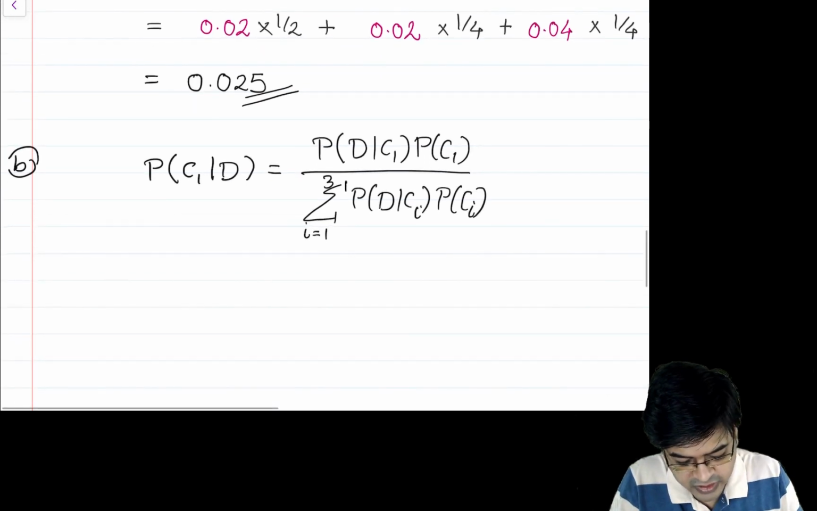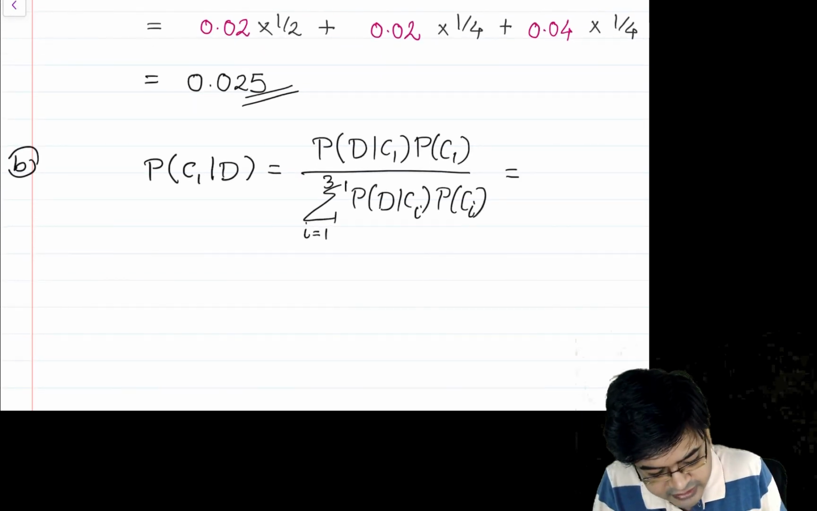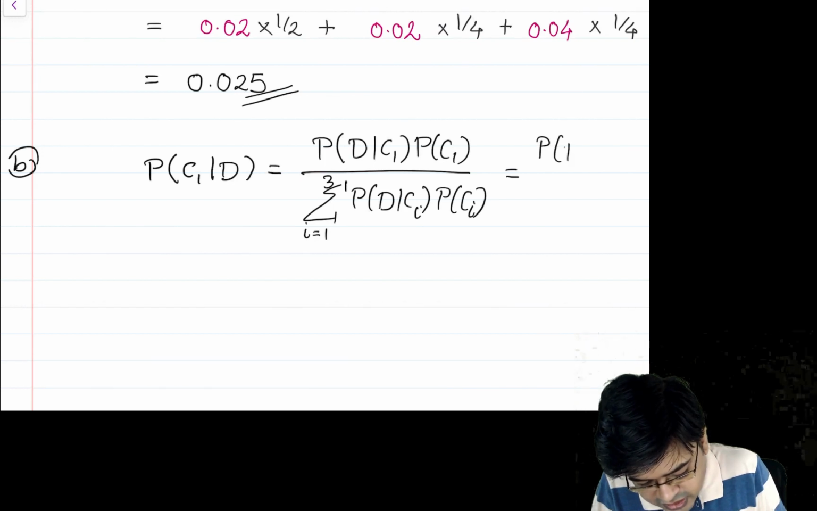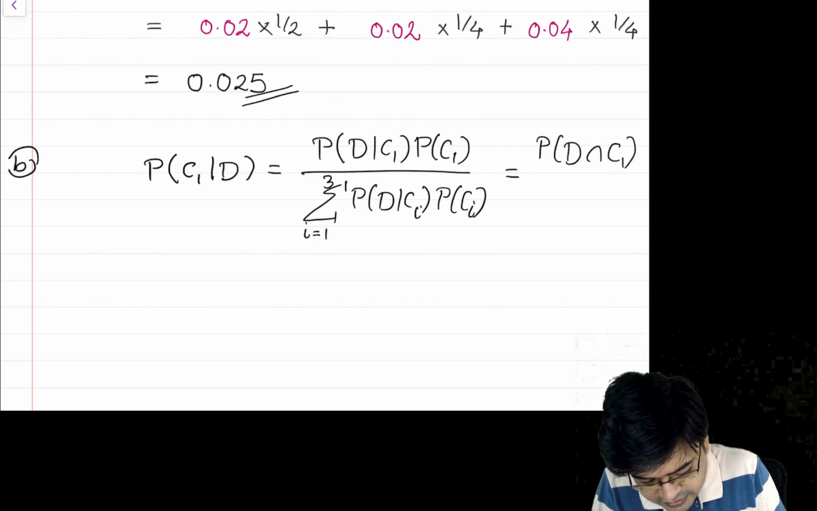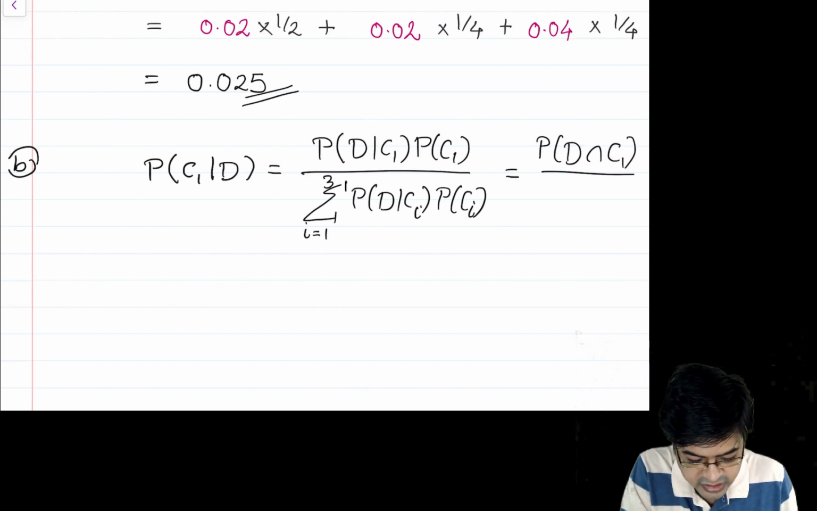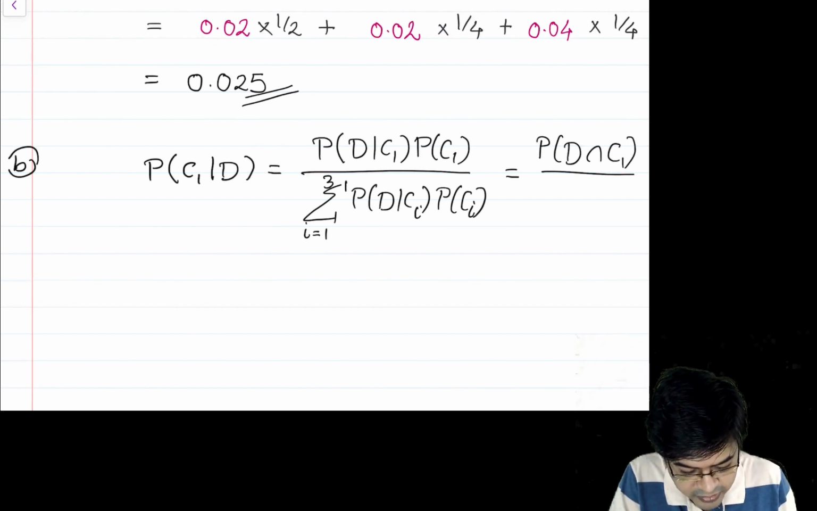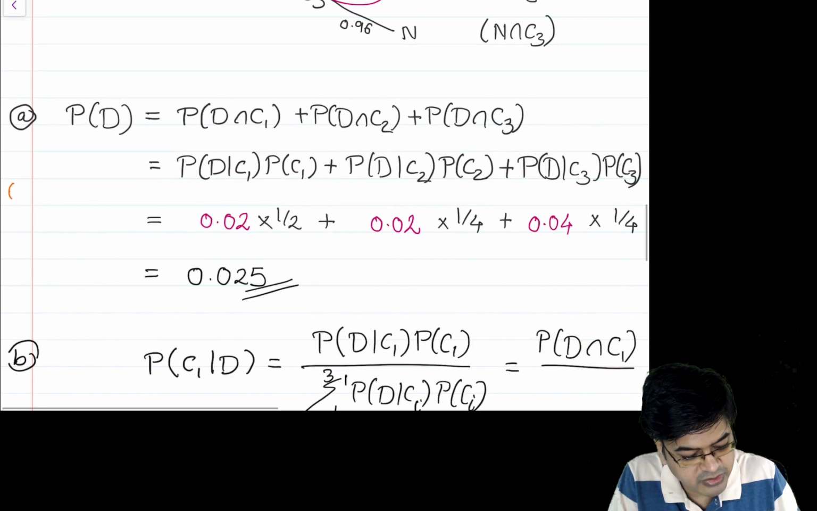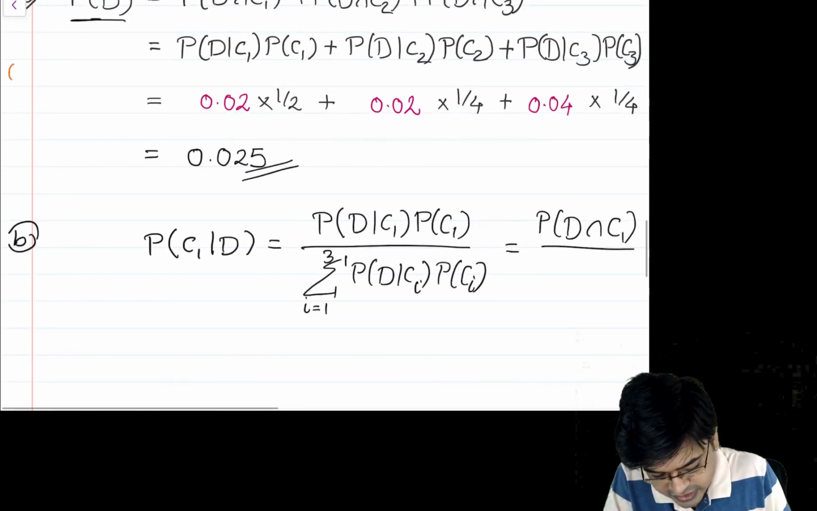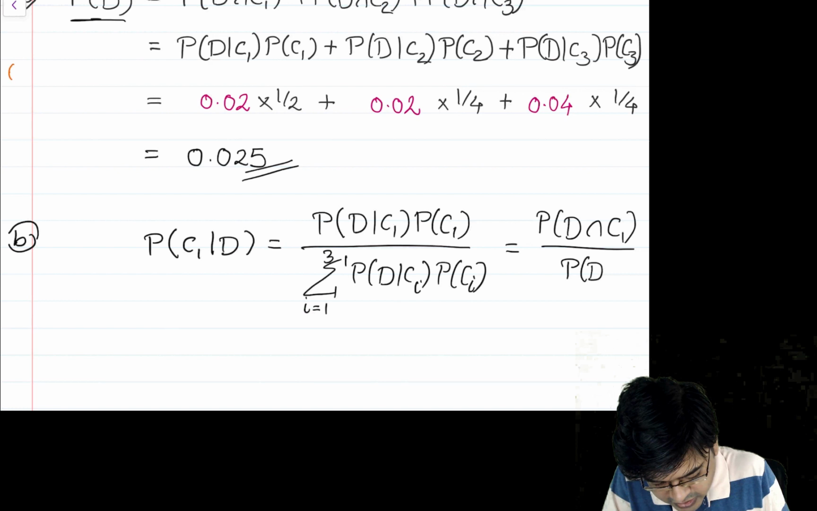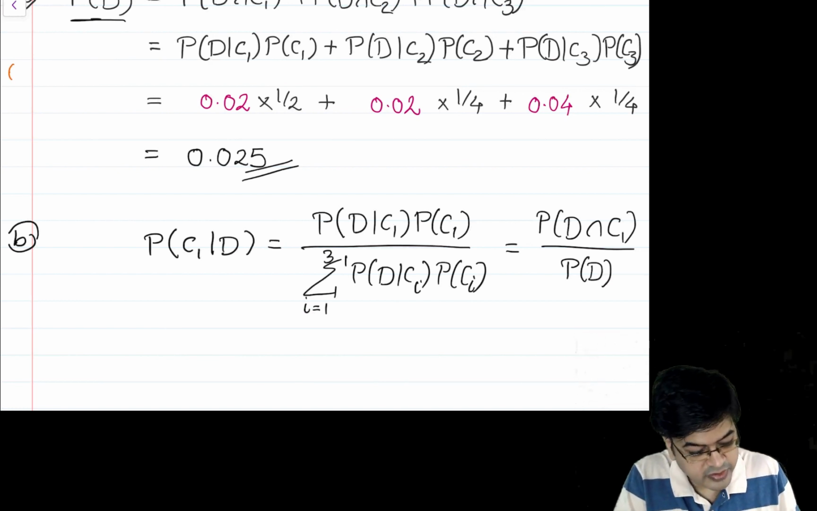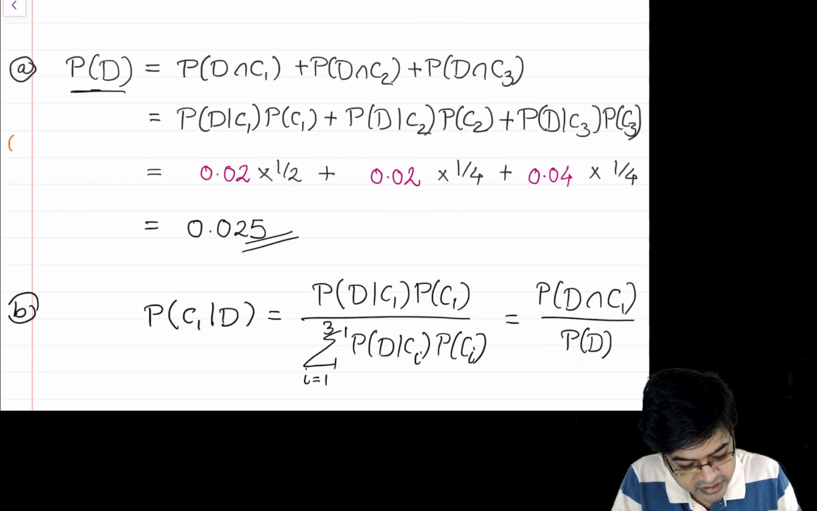For example, what is this? What is the numerator? It is actually probability of D intersection C1. And what is the denominator? It is sum over probability of D intersection Ci. That essentially leads to probability of D, and that is what our definition also says for conditional probability. But when I computed A, I have already computed these probabilities. The probability of D intersection C1 is already computed here, which is given here.